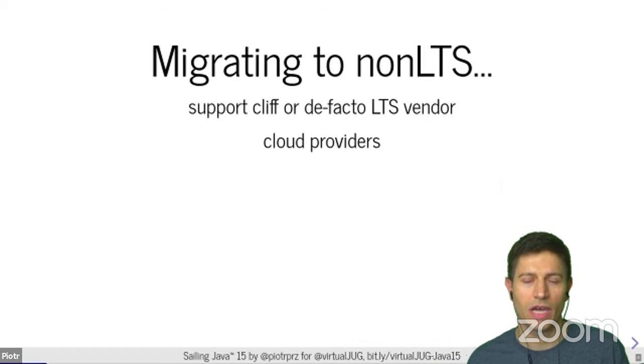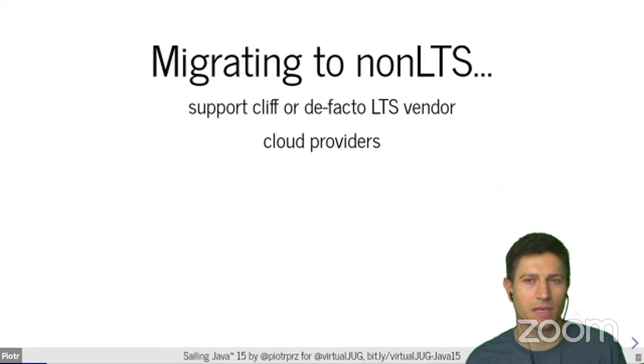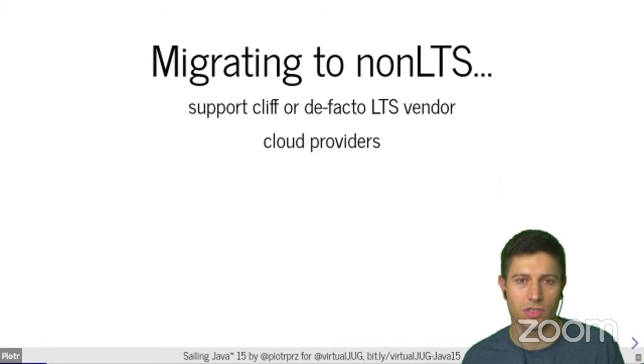And so you have to face the so-called support cliff, or de facto, you need to find yourself an LTS vendor. And that's really also problematic sometimes if you're forced to use cloud providers. Why? Because sometimes they support 8 and 11 and nothing more. And if you decided to, let's say, migrate to Java 15, probably you'll have to migrate to Java 16 in March if you're interested in security updates, or you will have to find someone who will provide you updated versions of Java 15 as if it was an LTS.